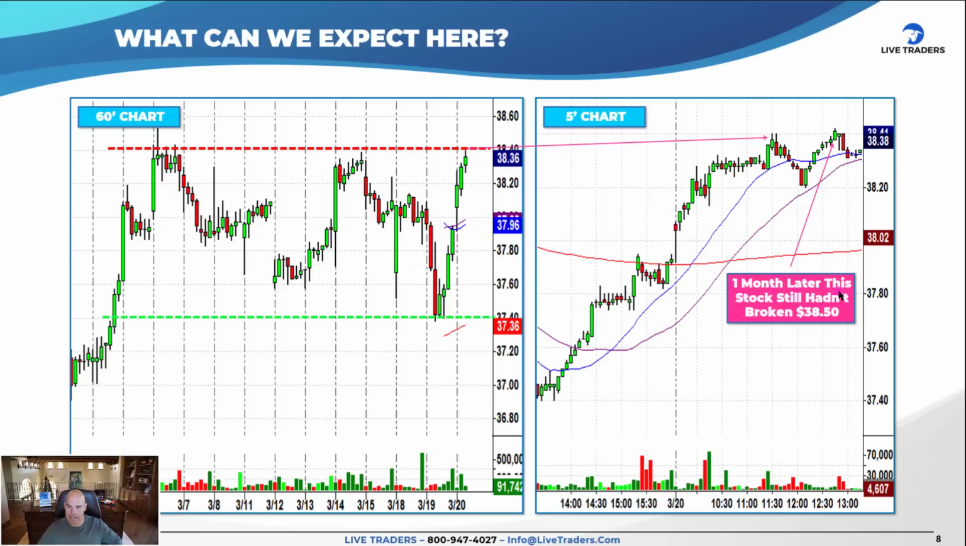But 1 month later, this stock still hadn't broken 38.50. I know this is a 5-minute chart and this is a 60-minute chart, but 1 month later, it still had not broken 38.50. Okay? This is not the kind of 5-minute breakout you're looking to take. Even taking this buy setup right down here, buying the bottom with an engulfing bar is a very tough thing to do. You're going to have to be super scalpelicious on this, okay? Because of the higher time frame.